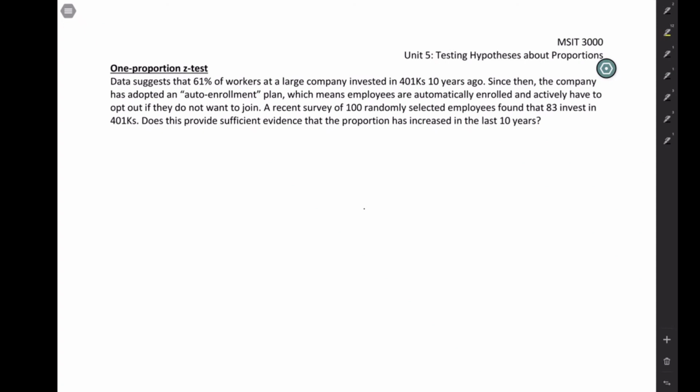Right, so now we're going to look at a hypothesis test all the way from beginning to end, and we're going to set it up as a 5-step process. So this question: data suggests that 61% of workers at a large company invested in 401ks 10 years ago.